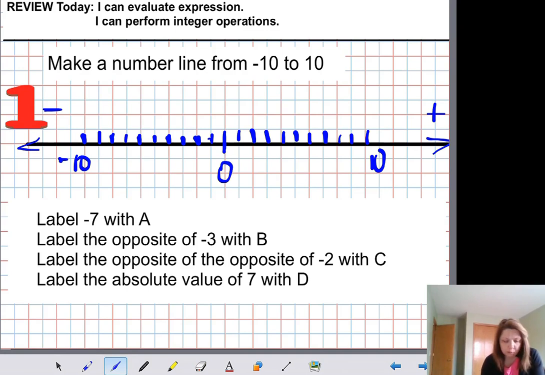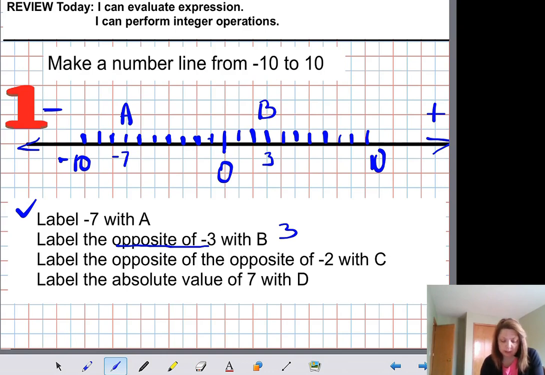So, first task says label -7 with A. So -7 will be 1, 2, 3, 4, 5, 6, 7. -7 right here, and that will be labeled with letter A. Next thing says label the opposite of -3. Well, what is the opposite of -3? Yeah, it's +3. So, +3 will be here. 1, 2, 3, +3, and that will be B, letter B.